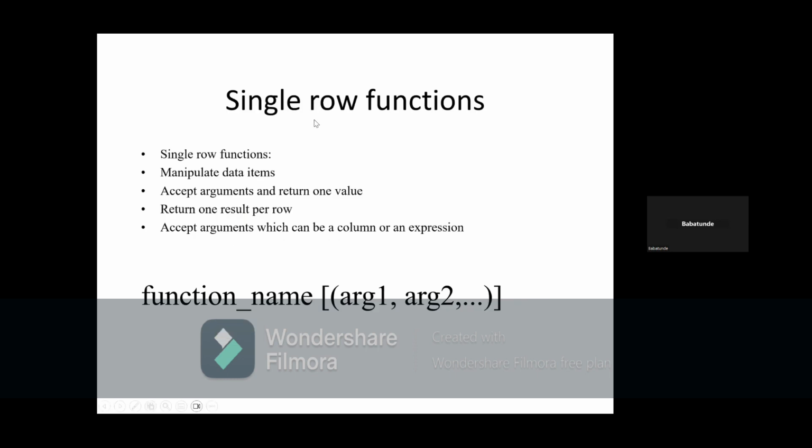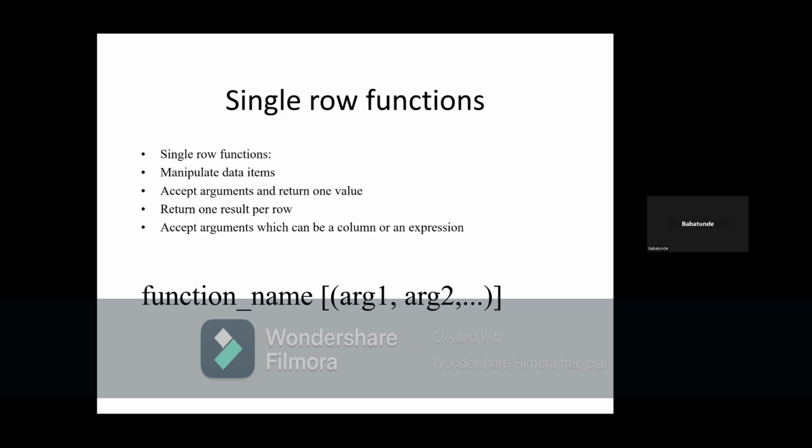I've actually discussed this in the last session. A single row function, what does it do? You can use it to manipulate data in the table. It accepts arguments. The arguments are the parameters. Let's say for instance, we have a function called sum. It sums numbers together.